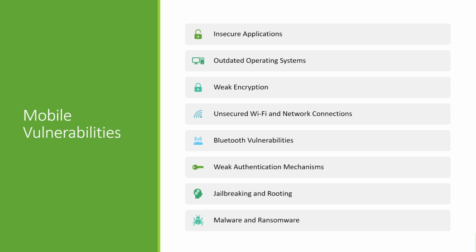We also have weak authentication mechanisms. Most mobile devices use easily guessable authentication methods such as PIN codes or patterns, or even biometric authentication, because it makes it easier for us to use, which also makes it easier for the attackers to get in. Some people like to root their phone, which means they bypass security restrictions. So anything that we tried to do to protect the device is now undone. And then lastly, because of everything above, we may have malware and ransomware.